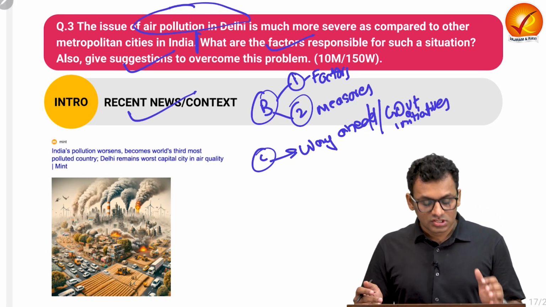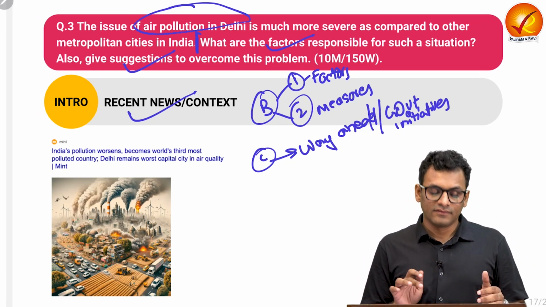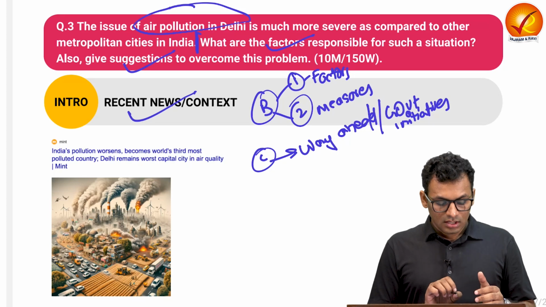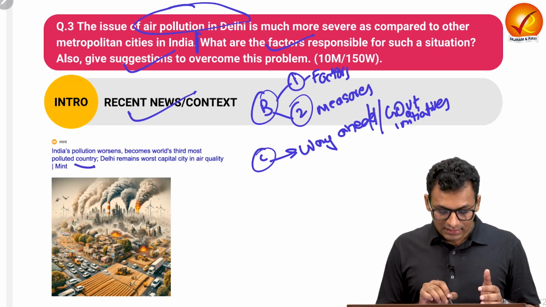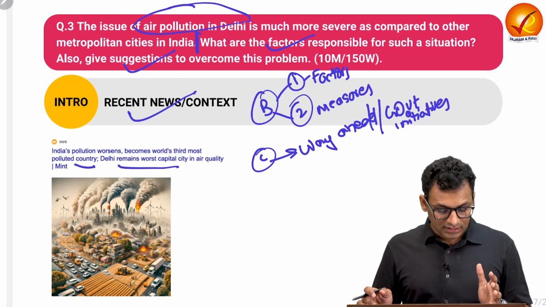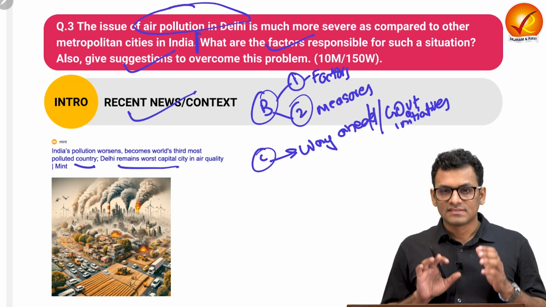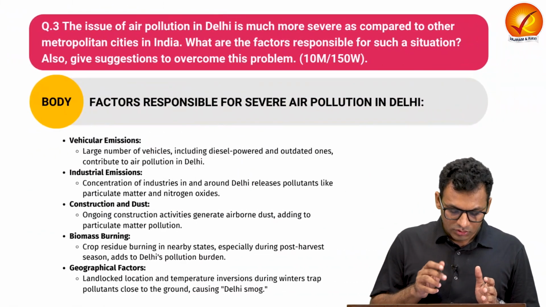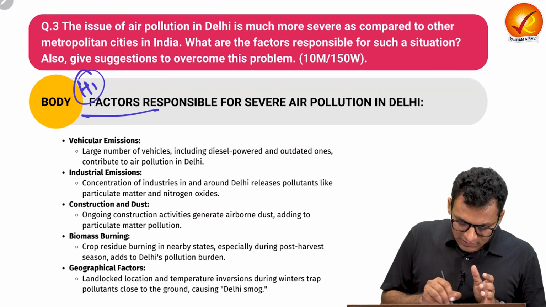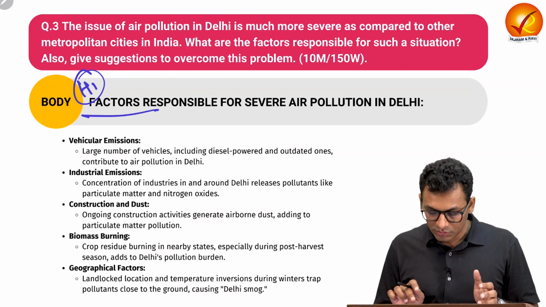So let's start with the introduction. You can provide certain current affairs that we have seen recently, that India's pollution has worsened, becoming the third most polluted country, where Delhi remains the worst capital city in air quality. So this is something which we have seen in the current affairs that you can integrate for the introduction. Then going to the body, where heading 1 is going to be the factors responsible for severe air pollution in Delhi.